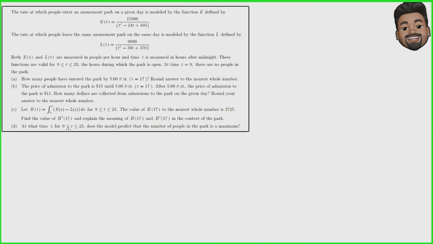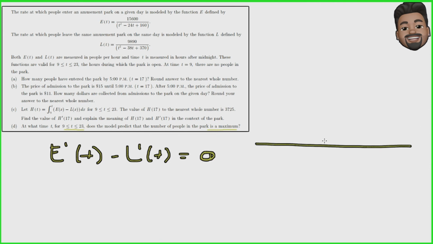At what time t from 9 to 23 does the model predict the number of people in the park is a maximum? Well, this is where we're gonna do e of t minus l of t and set it equal to 0. Obviously, we're not given a calculator, but we'll set it equal to 0. Because when we find this t value, we can compare it on the graph, right? What happens on the graph? Maybe it goes from positive to negative, so then it's a maximum. Or it goes from negative to positive, so it's a minimum. So being able to subtract these two, set it equal to 0, and then analyze it from left to right will tell us whether it's at a maximum or not.